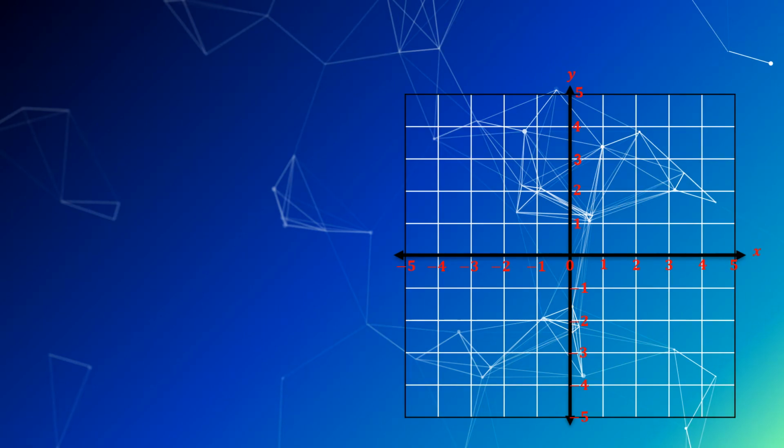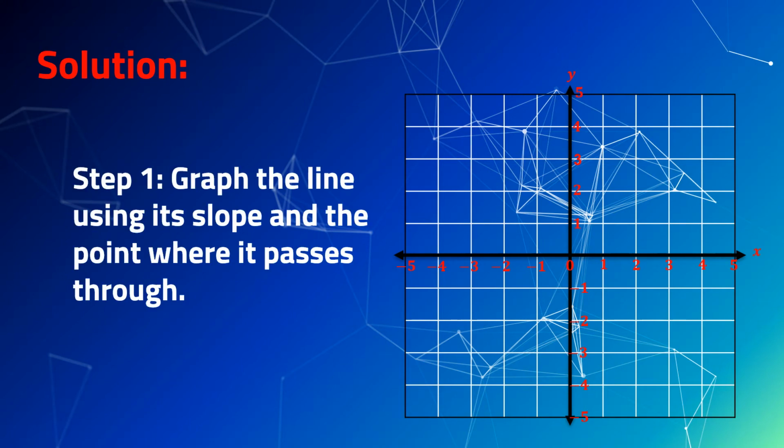Same process as in the first problem: we are going to graph the line using its slope and the point it passes through. I have already given an example problem wherein we graph a line given the slope and a point. The first thing you're going to do is locate the point, and the point here is (2, -5).